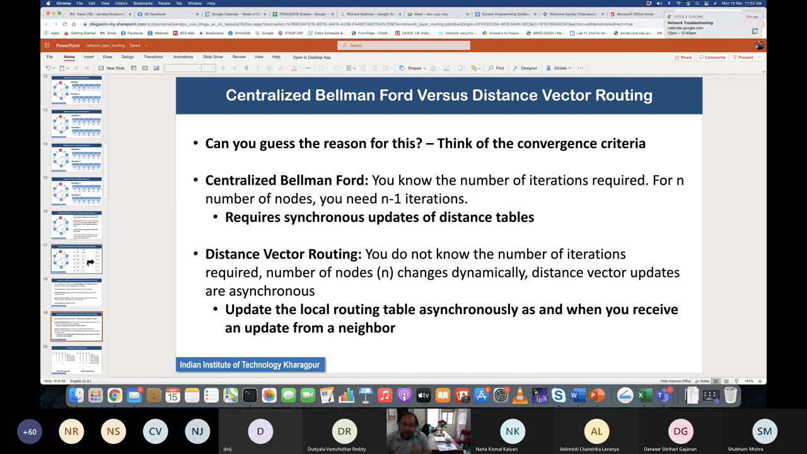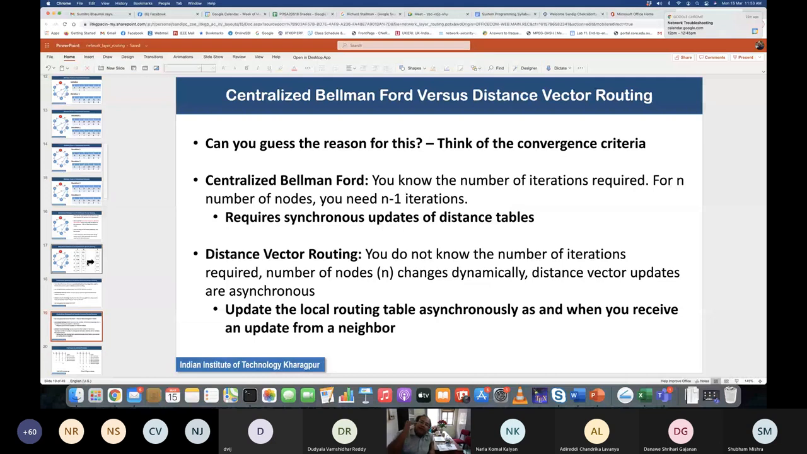And because the distance vector updates are asynchronous, you really do not know after how many iterations you need to stop. Okay. So because you do not have any kind of fixed convergence criteria, the best thing that you can do is update your local routing table asynchronously as and when you receive an update from a neighbor. So whenever your neighbor is forwarding an update, you just do a recalculation and check whether you can update your local routing table or not. If you can update your local routing table, you update it and rebroadcast it to your neighbors. Okay, and that way your neighbors will get the updated information. So that way the things will go on forever.